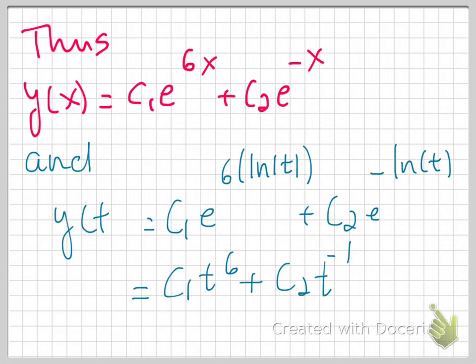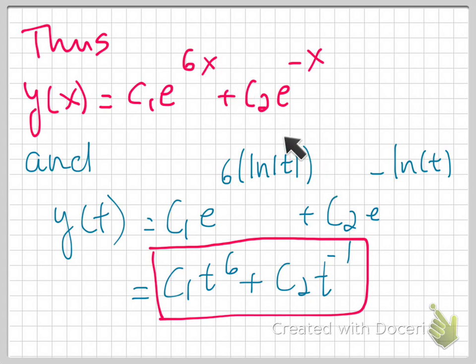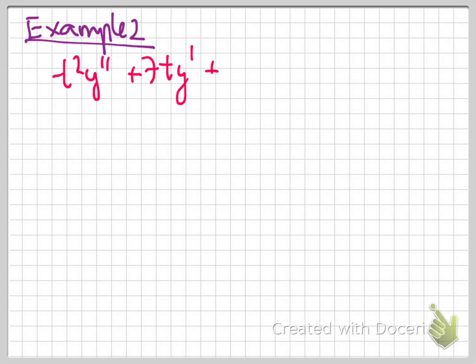And then we can replace x by ln t to get y of t, which equals c1 t to the 6 plus c2 t to the negative 1. You see that you can cancel e and ln t. And this is the final solution, the general solution for that Euler equation. So once you introduce the new variable x equals ln t, you can solve for y of x, and then you can solve for y of t.